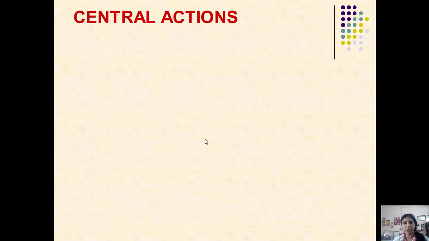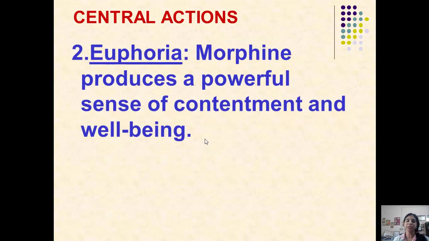Coming further to the central actions of morphine, morphine produces a powerful sense of euphoria, contentment and well-being. That is the reason its use has not been able to be curtailed. It is a drug of abuse and it can be procured via illegal suppliers also. The drug addicts might not be falling in place where their peers are. So not having too much peer pressure, or feeling that we will not be able to match up to the expectations of society, might drag such individuals to drug addiction.